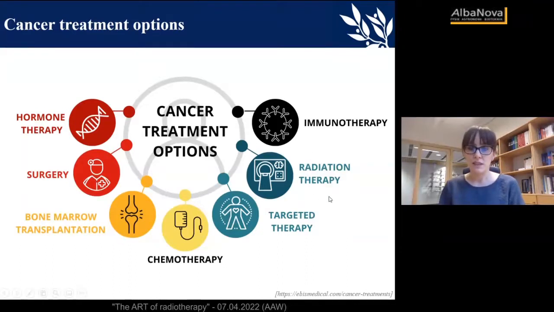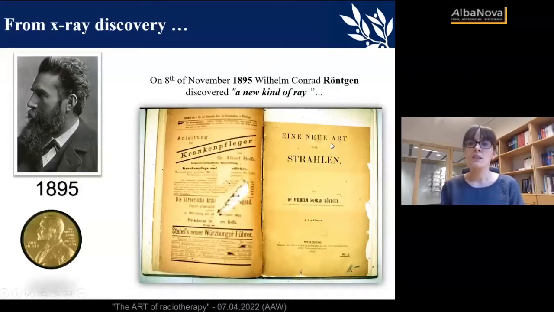And one of them is clearly radiation therapy. Now, radiation therapy was used since the very beginning of the discovery of the X-rays to treat cancer. Just a few months after the discovery of X-ray by Röntgen, which dated back to the 8th of November 1895, radiation was used for cancer treatment. In January 1896, Röntgen published his first paper, which had this title, On a New Kind of Ray. And it was referring to what we call nowadays the X-rays.